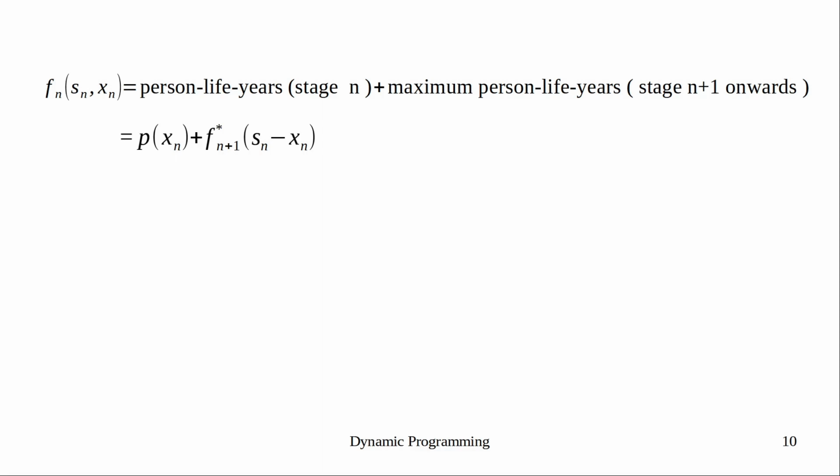Similar can be said for country number 1. If at country number 1 you allocate 3 teams, then in country number 2 you will come to state number 2. Right? So if you have allocated 3 teams, it's going to be P, that is the person life years you are going to get by allocating 3 teams in country number 1, plus F2 star, which is going to be the maximum value of the function if 2 teams were allocated to country 2 and 3 combined.